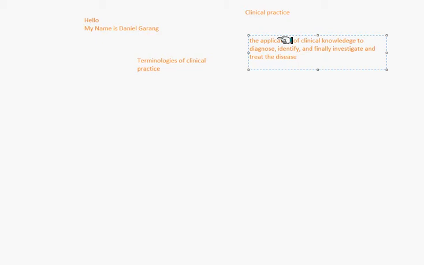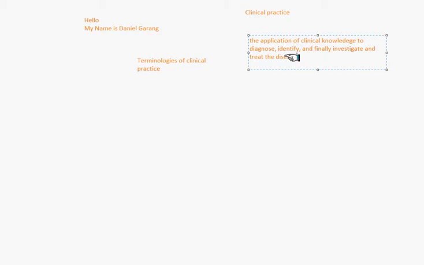Clinical practice is when we approach the patient and we want to identify what's the problem with the patient. So we find out exactly what's wrong with the patient by using our clinical knowledge, medical knowledge. Then we diagnose the patient. And finally, we investigate by different means of laboratory investigations, and we treat the disease, or we treat the patient. Someone may tell you we treat the disease, we don't treat the patient, or the other way around. Either way, you understand now what I mean by clinical practice.